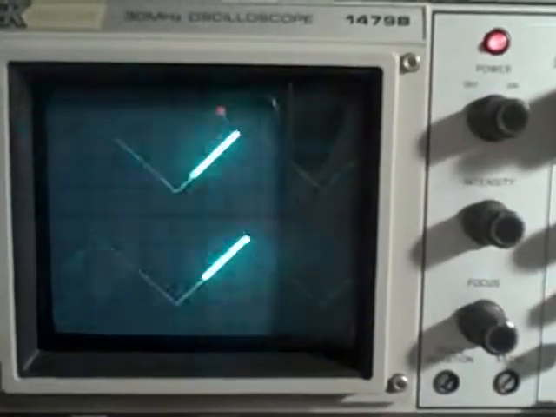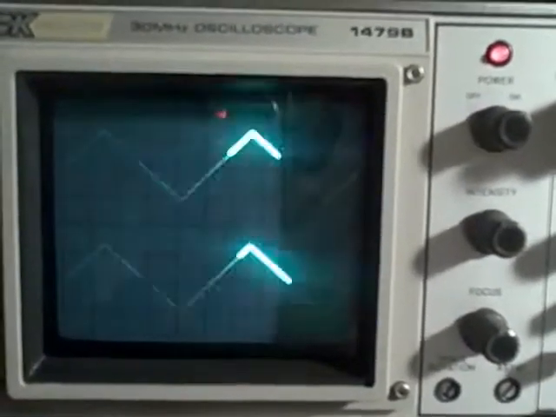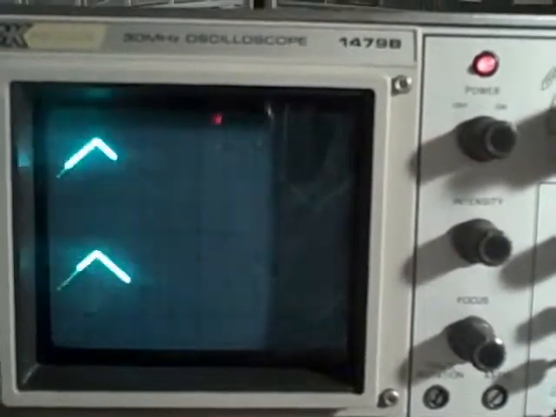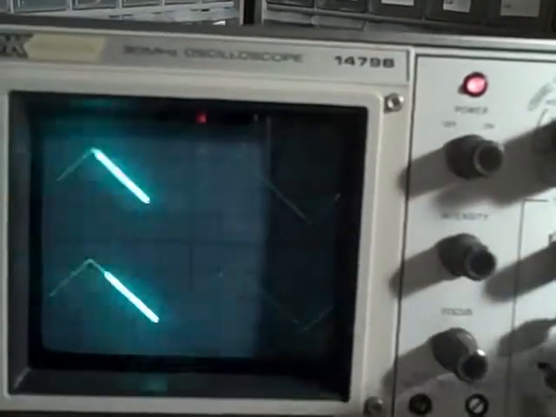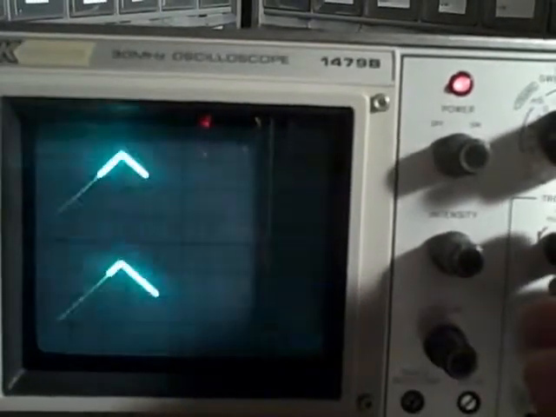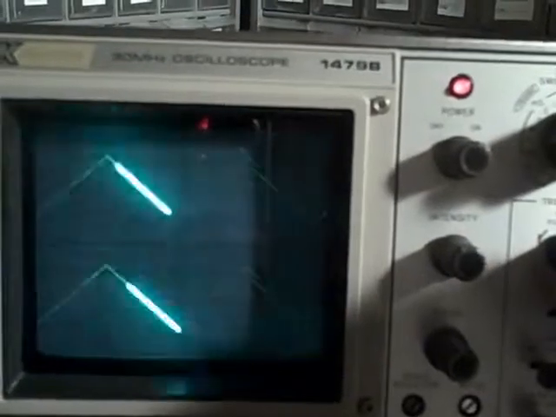If we go to 20 milliseconds per division, we should have 1/5 of the number of peaks that we had at 0.1 second per division, and we do. We have 2 full cycles, and we can adjust the position and the triggering point so that you can see that it is exactly 2 full cycles right there.